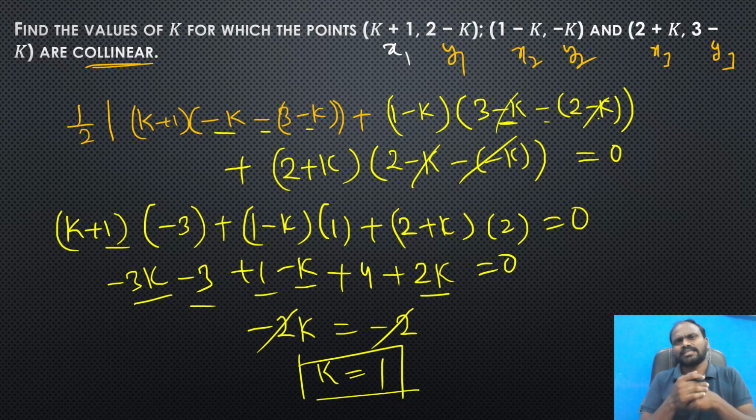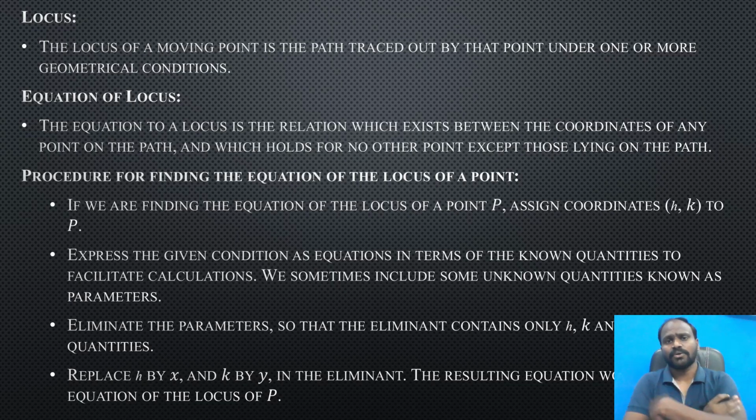So this is about collinearity: if they mention that 3 points are collinear, the area of triangle is equal to 0, then we use the area of triangle formula and equate it to 0. Simple concept, right students? Next, locus.